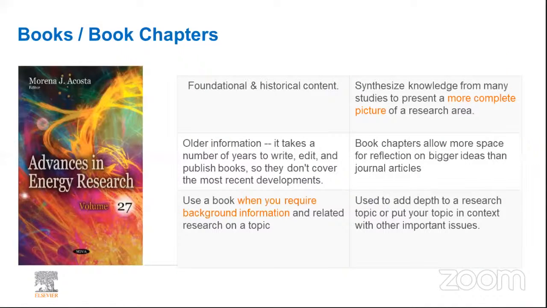Okay, we now know the difference between the different types of literature. We'll then discuss each type of reference, and know when we should go search for it. We'll start with the books or book chapters. And as you see, this is a book, Advances in Energy Research, for example. It's a textbook. And books contain, as we said, secondary literature or tertiary literature.